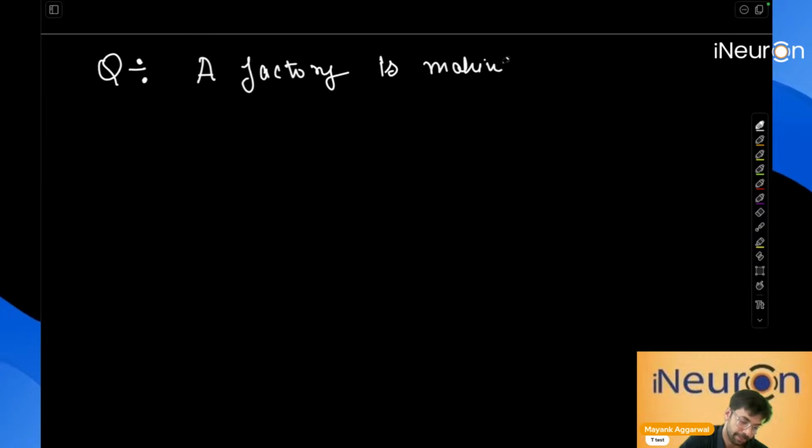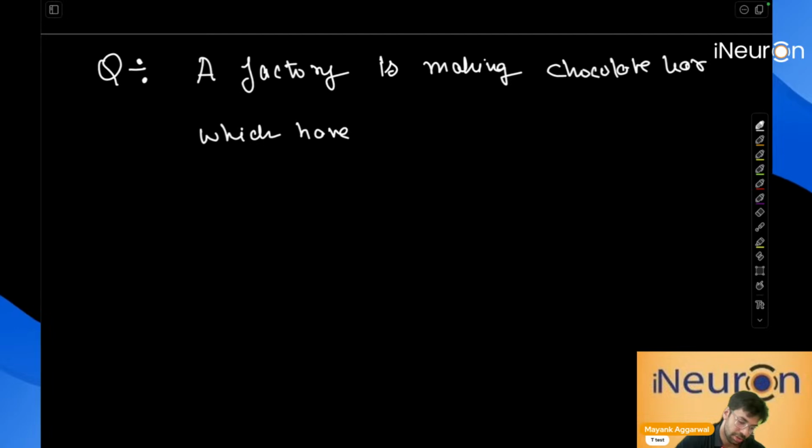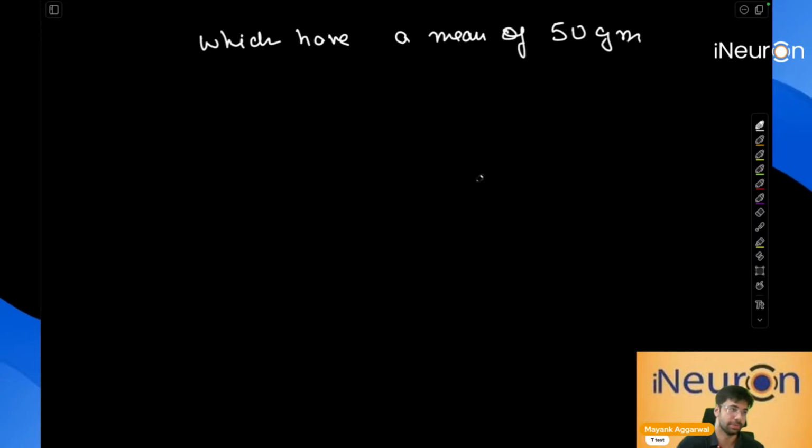So let me now give you a question. A factory is making chocolate bars. So last time we understood this about the Lay's question, right? So it's a similar parallel question which I made, which has a mean of 50 grams. So let's say you got a dairy milk chocolate of 50 gram. Now, of course, we are not always skeptical.